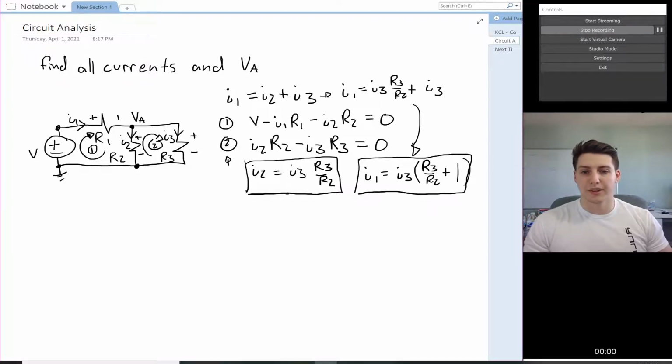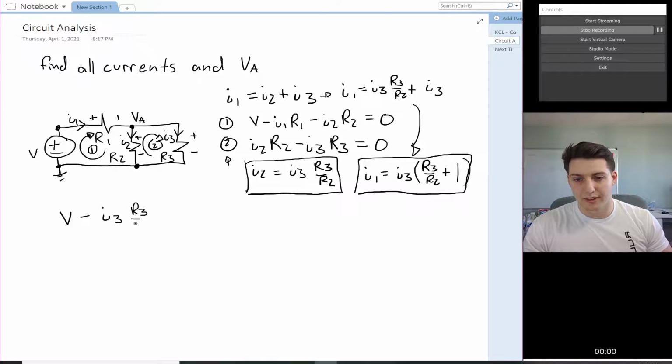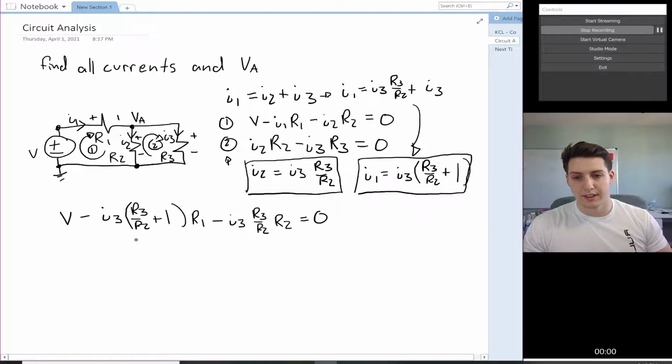So now we know what I1 and I2 are in terms of I3, which allows us to plug both of these into equation number 1 that we have here. So we can say V minus I3 times (R3 over R2 plus 1) times R1 minus I3 R3 over R2 times R2 equals 0, where I1 is equal to this, and I2 we know is equal to this.